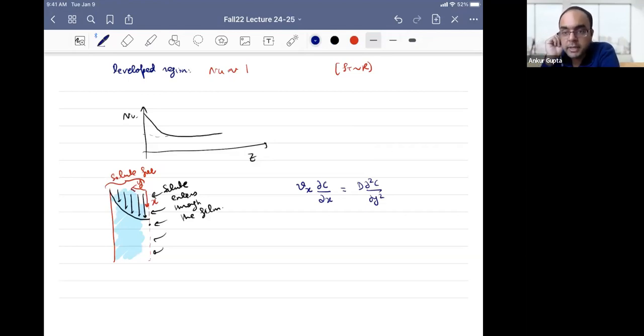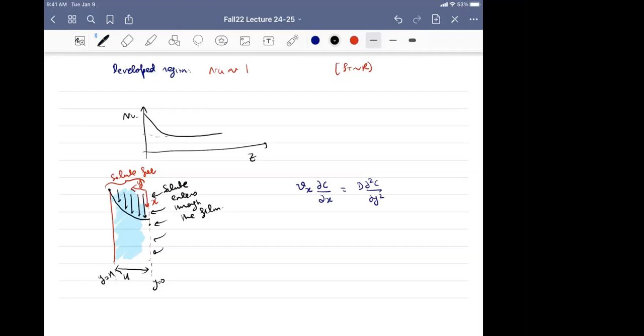Now, the first question I have for everyone is, where is my boundary layer forming? This is H. This is Y equal to 0. This is Y equal to H. Is my boundary layer forming at Y equal to 0 or at Y equal to H? Any thoughts? It's forming from H, yeah.